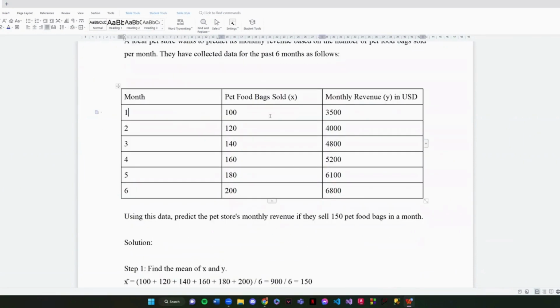For the first month, they have 100 pet food bags, then 35. Second month, 120, 4,000. Third month, 140, 48. Fourth month, 160, 52. Fifth month, 180, 61. Sixth month, 200, 68. And then using this data, our task is to predict the pet store's monthly revenue if they sell 150 pet food bags in a month.